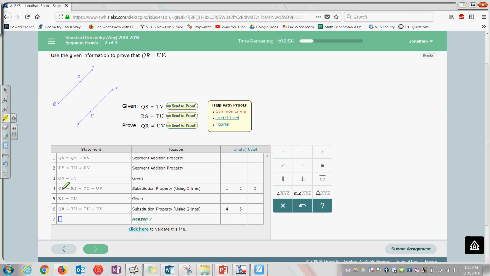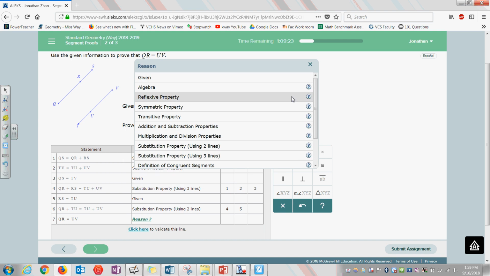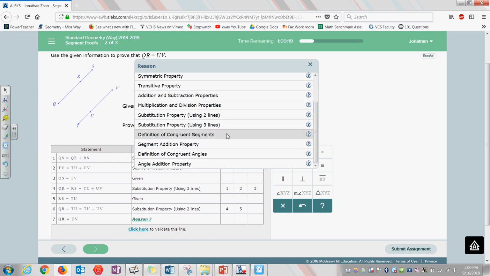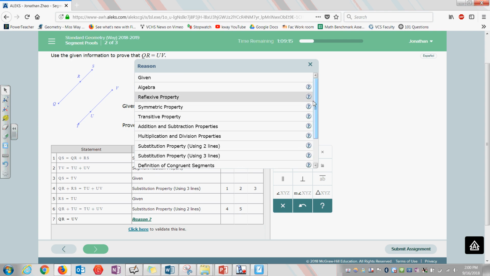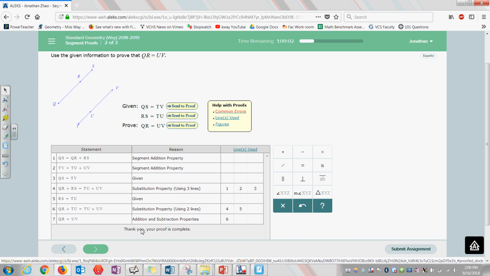Look very carefully here, guys. See this? QR is the same, UV is the same, and now these two are exactly the same. So now we can subtract TU from both sides because it's the exact same thing. And if we subtract TU from both sides, those yellows will be exactly the same. So now we can say QR and UV are equal. And the reason is subtraction property. We subtract the same thing from both sides. That's called subtraction property. And we subtracted from line 6. Ta-da! Now you've made your proof complete.